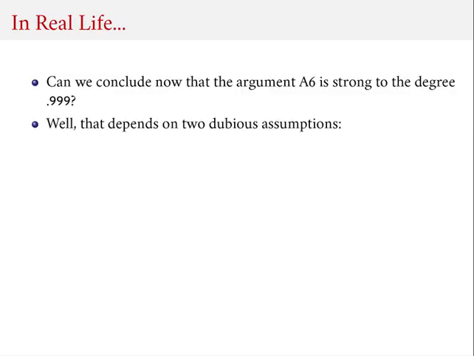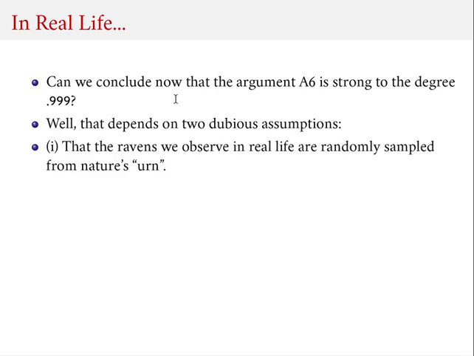And that is to say that if we're going to conclude that observing 10 ravens makes it 0.999 likely that all ravens are black, given this analogy, that depends on two assumptions which you might think are dubious. The first assumption is that we have to assume that the ravens we observe in real life are randomly sampled from nature's urn. That is, we have to assume that the observations are independent and unbiased.